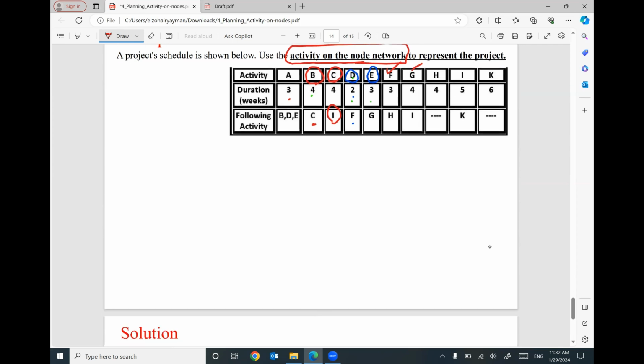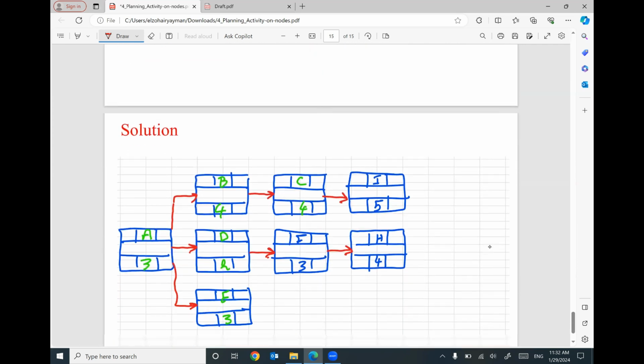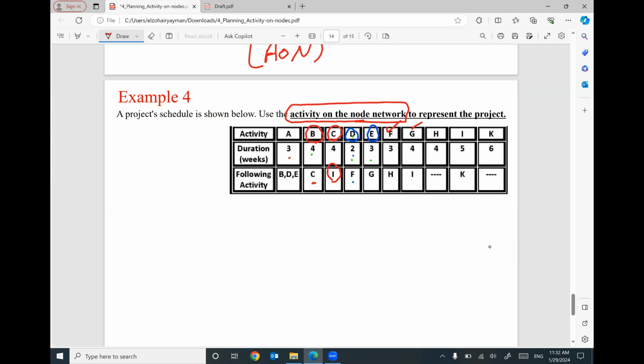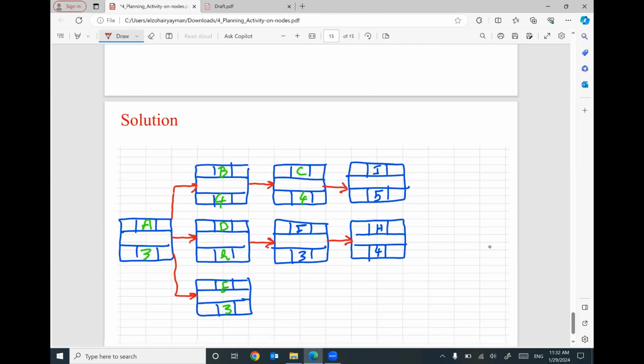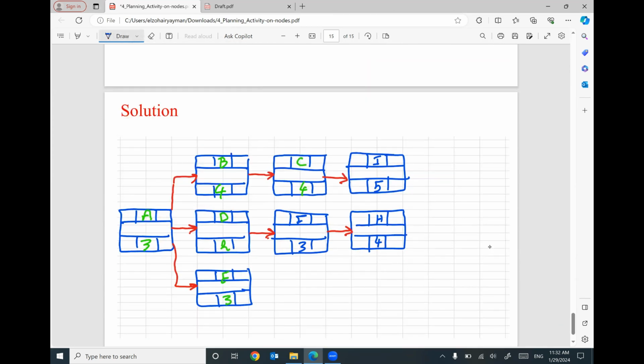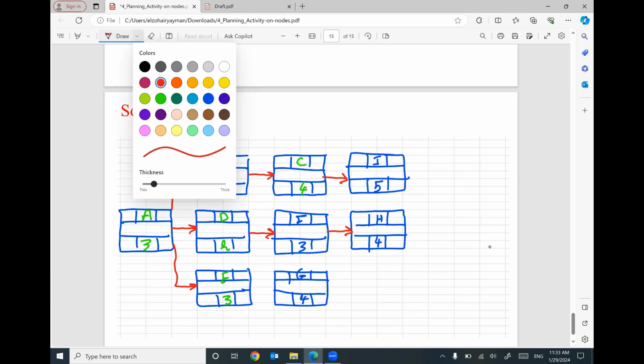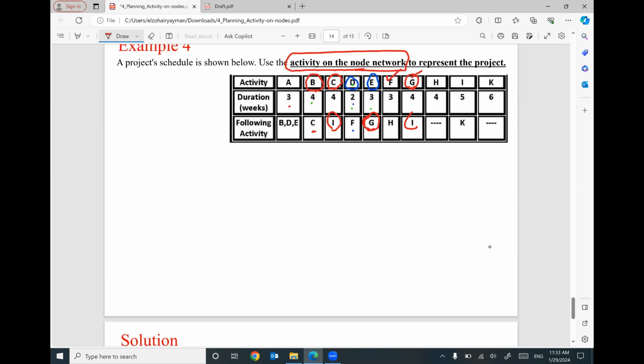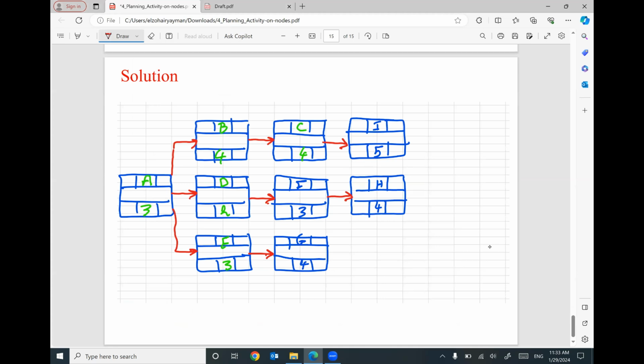For G, we have a following I. So where is G? I did not put G yet, but G is the following for E. So after E, I have to put G here. After E, this is G with a duration equal 4. So this is the following for E. And the following for G is I. So I can put I here like this.